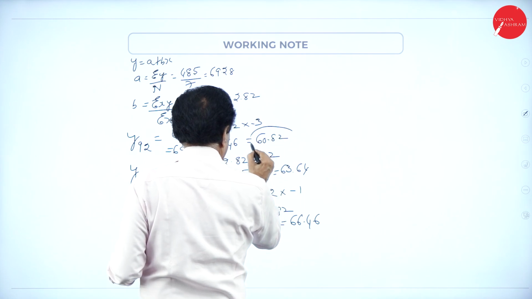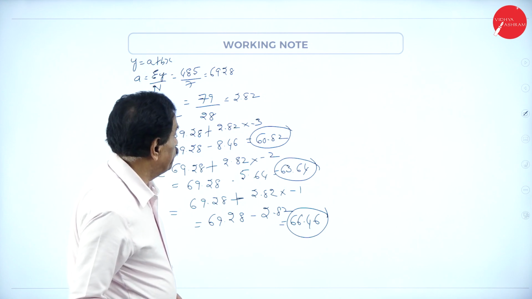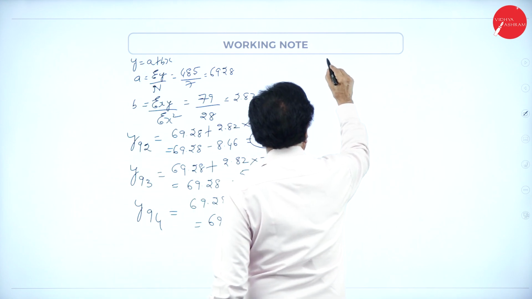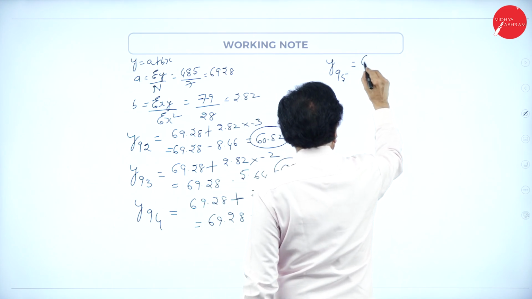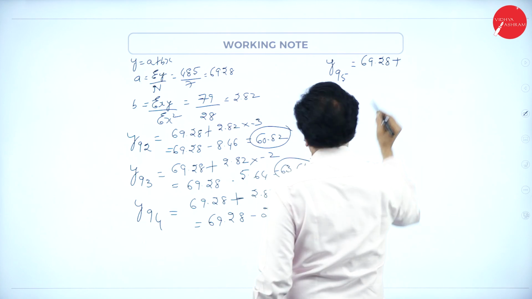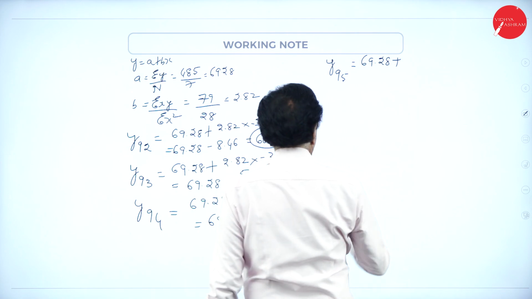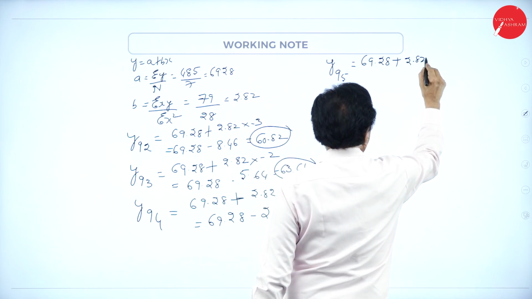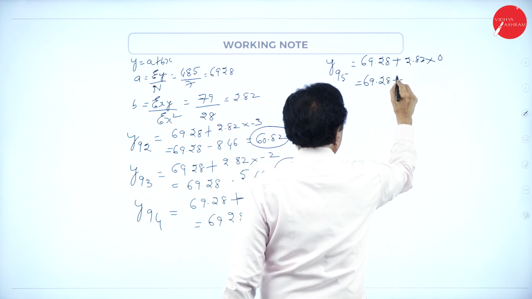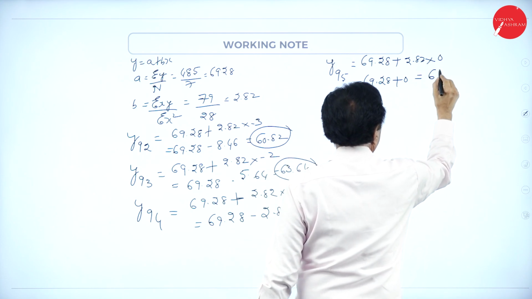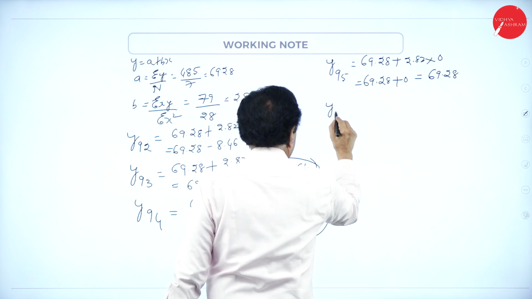66.46. First is 63. Then Y95. What's your A? 69.28 plus 2.82 into 0. This is 69.28 plus 0 is 69.28.